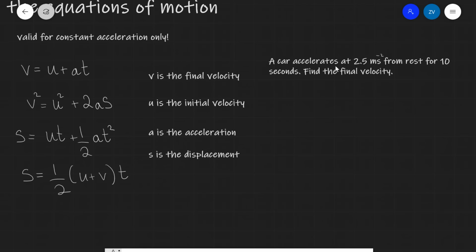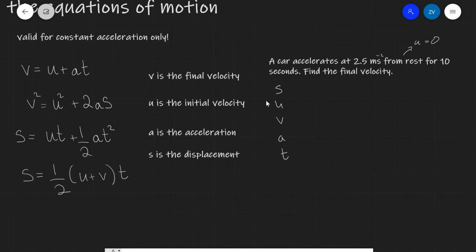Let's have a look. Here is a sample problem. We have a car which accelerates at 2.5 meters per second squared from rest for 10 seconds. Now, first off, the statement from rest is actually telling me that my initial speed u is equal to 0. Find the final velocity. The best way to tackle this problem would be just to simply write down SUVAT. So these are also known as the SUVAT equations for this common technique.